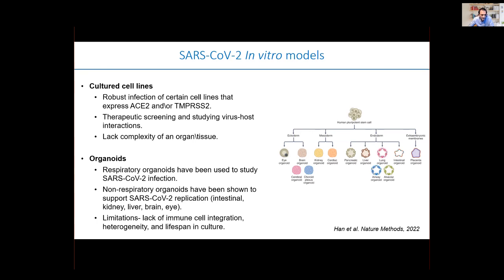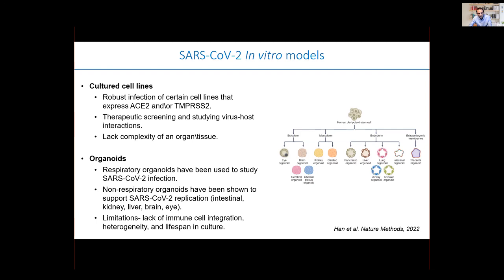There's been some studies done in non-respiratory organoids that seem to support SARS-CoV-2 replication, including many of the same tissue compartments that we saw in this previous autopsy study, including the intestine, kidney, liver, brain, eye. From one standpoint, these organoids are very useful, but from another standpoint, there are also some key limitations that really restrict our ability to understand long COVID.